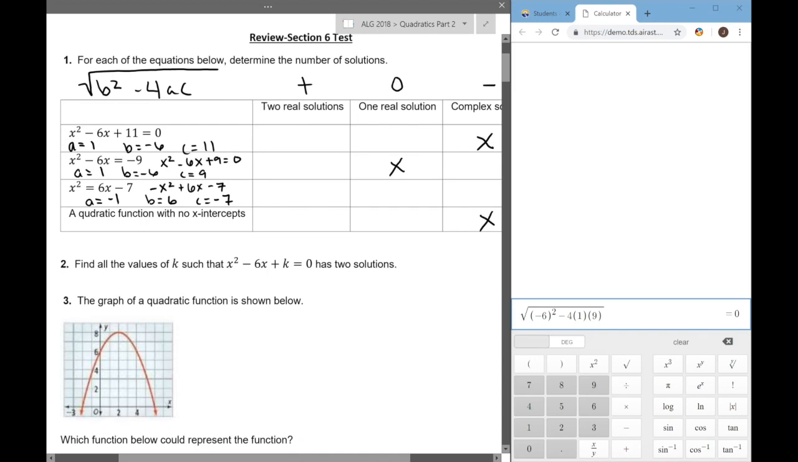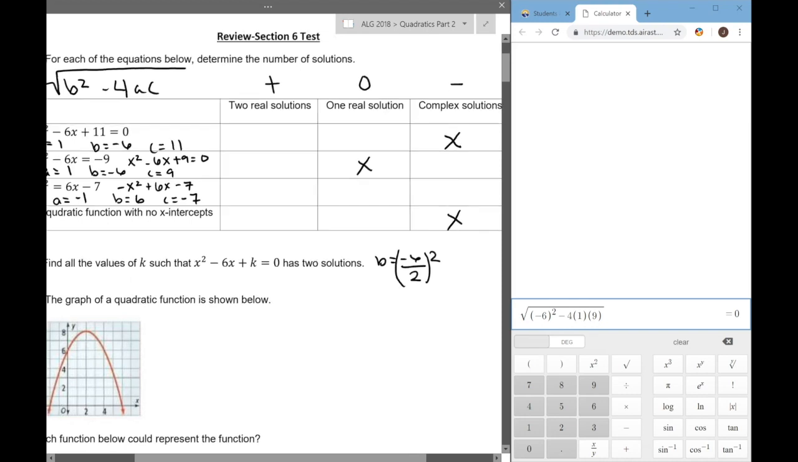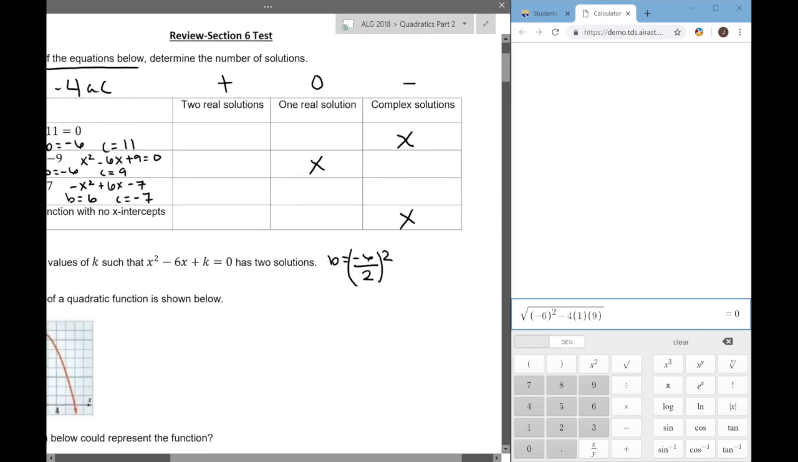Find all values of k such that x squared minus 6x plus k equals 0. Okay, so first of all, we want it to have two solutions. So what we got to do is look at what number gives us one solution. Okay, again, what number gives us one solution? So how I do that is I take that b value. The b value is negative 6. You're going to divide that number by 2 and square that number. This should make sense. We've done this before. So that answer would be negative 3. Negative 3 squared equals 9.